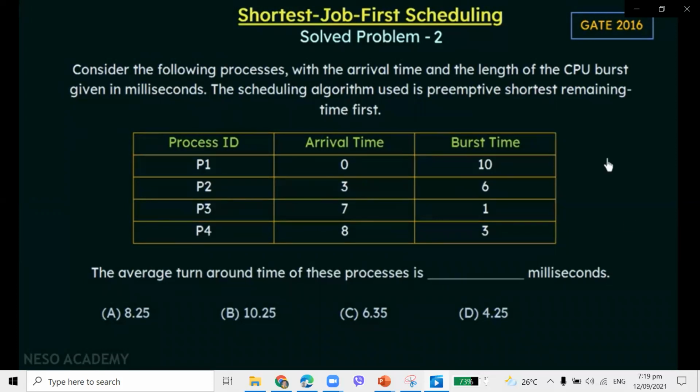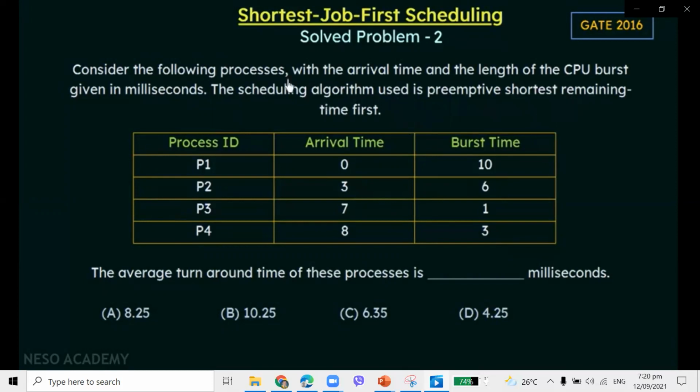So what we are given in this question is that we are given a set of 4 processes with process IDs P1 to P4 with their arrival times given here in milliseconds and their burst times given here in milliseconds. And we are told that the scheduling algorithm used is preemptive shortest remaining time first.